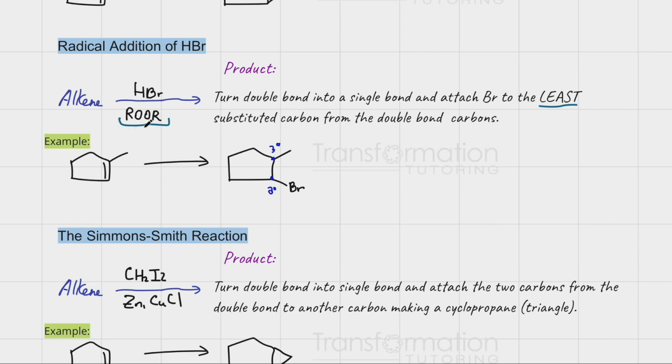But if we have the ROOR, if it says peroxide, you have to add it to the least substituted carbon, anti-Markovnikov. So here we have a double bond, switch it to a single. This carbon is tertiary, this carbon is secondary. It's only attached to two carbons. So where do we put bromine? To the least substituted carbon. We're putting bromine here, to the carbon that's attached to the fewest carbons.